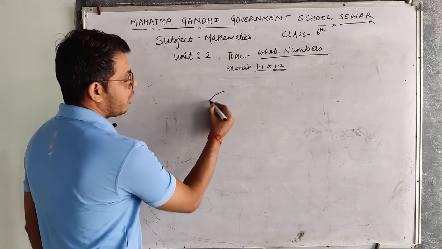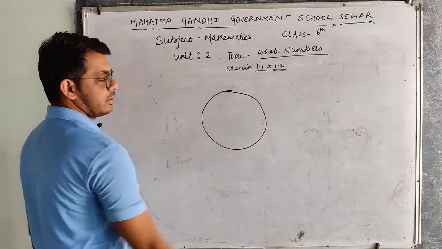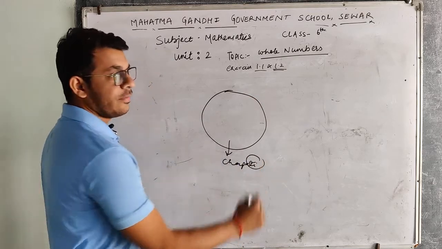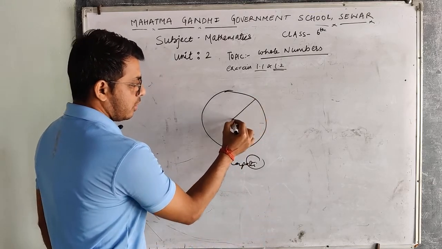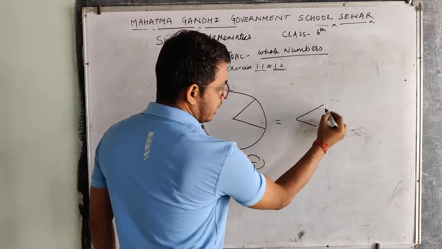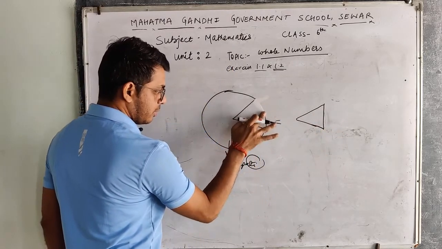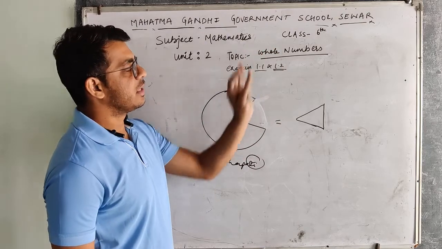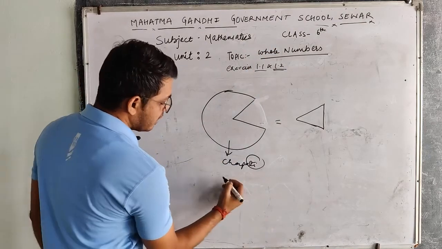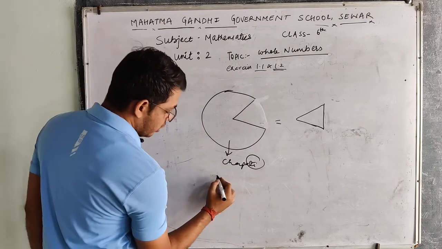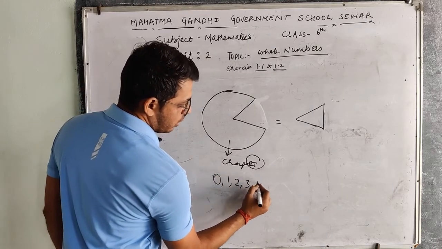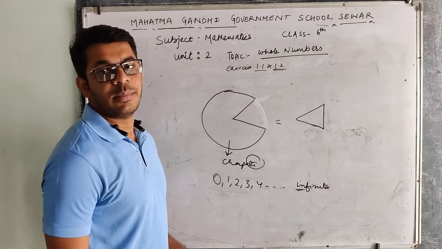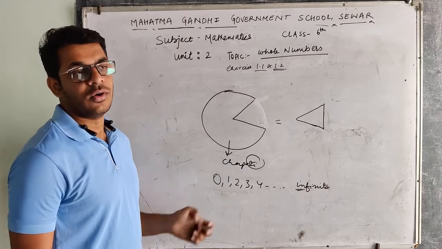If I draw a figure like this, a figure of a chapati, and I remove this part, then the wholeness of this chapati will be destroyed. The same is here with the numbers. If we start any number from 0, 1, 2, 3, 4 to infinite, any number which is starting from 0 is called a whole number.